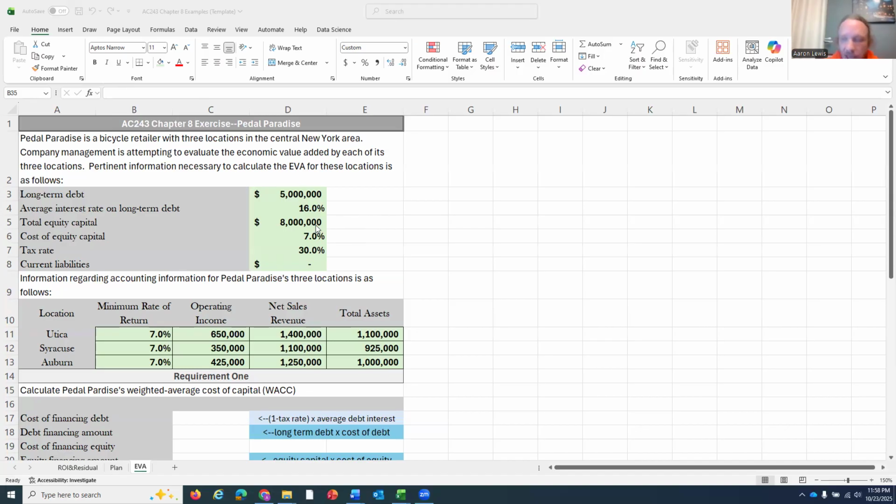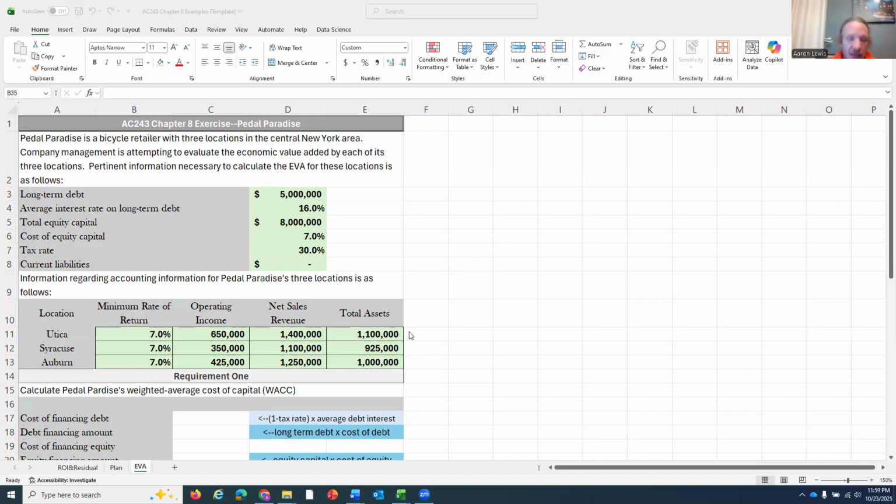The total equity capital that they have on their balance sheet is 8 million. The cost of equity capital is 7%, which essentially means that investors want a 7% return on their investment to buy into the company's stock. We pay a tax rate of 30%, and we're in a really good spot right now because our current liabilities are zero. So down here, we have our information for our different companies. We have our operating income for our three different locations. We have the sales revenue generated at each of the three locations, and we have the amount of total assets that each location has.